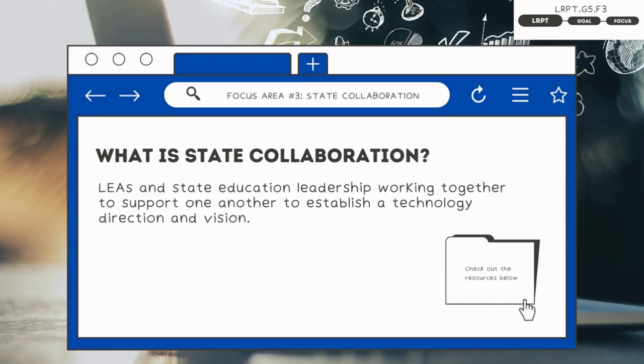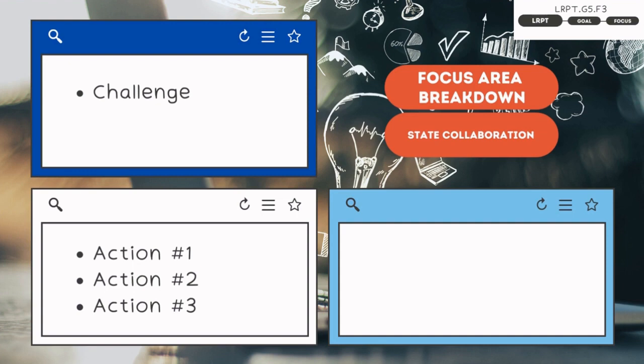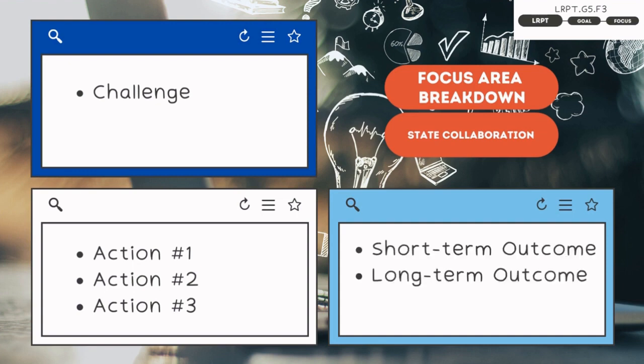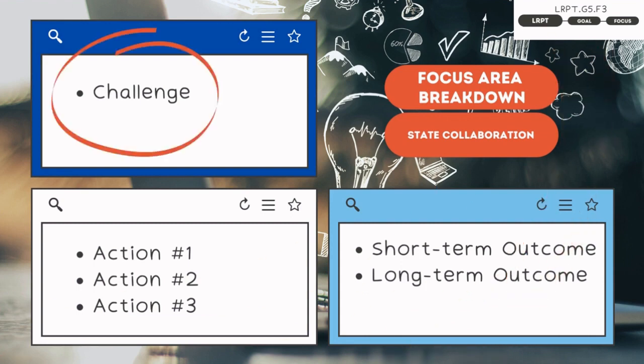Use the resources below for additional guidance on collaborative efforts around technology. Each district will achieve these goals in a different manner as you make decisions aligned for your unique needs. That's why each focus area is broken down into the main challenge, action steps to be taken, and short and long-term outcomes to watch for. First, let's talk about the challenge of state collaboration.